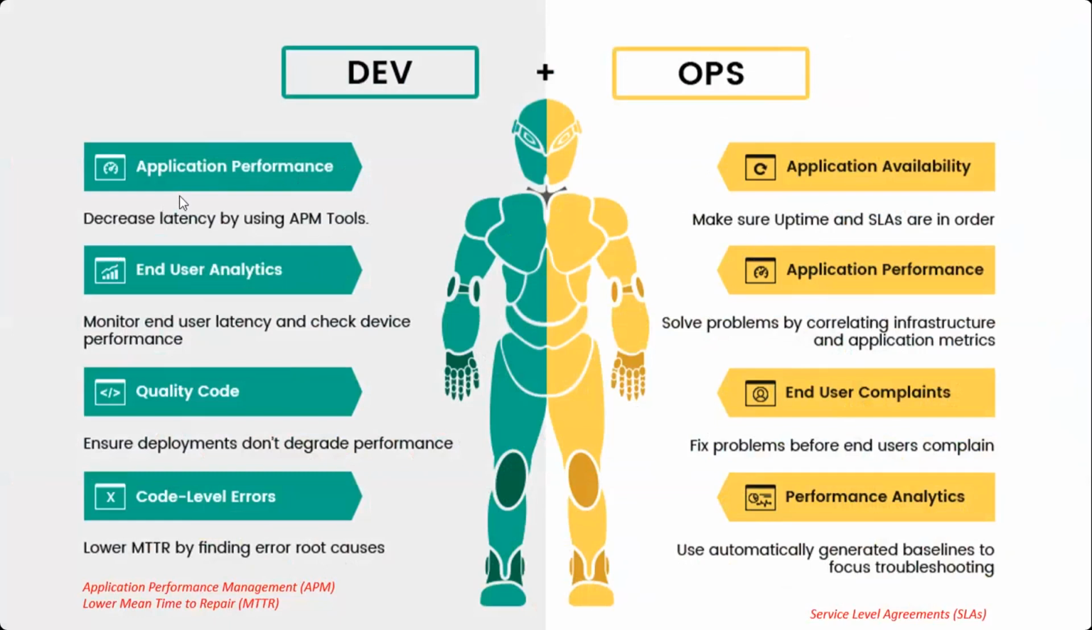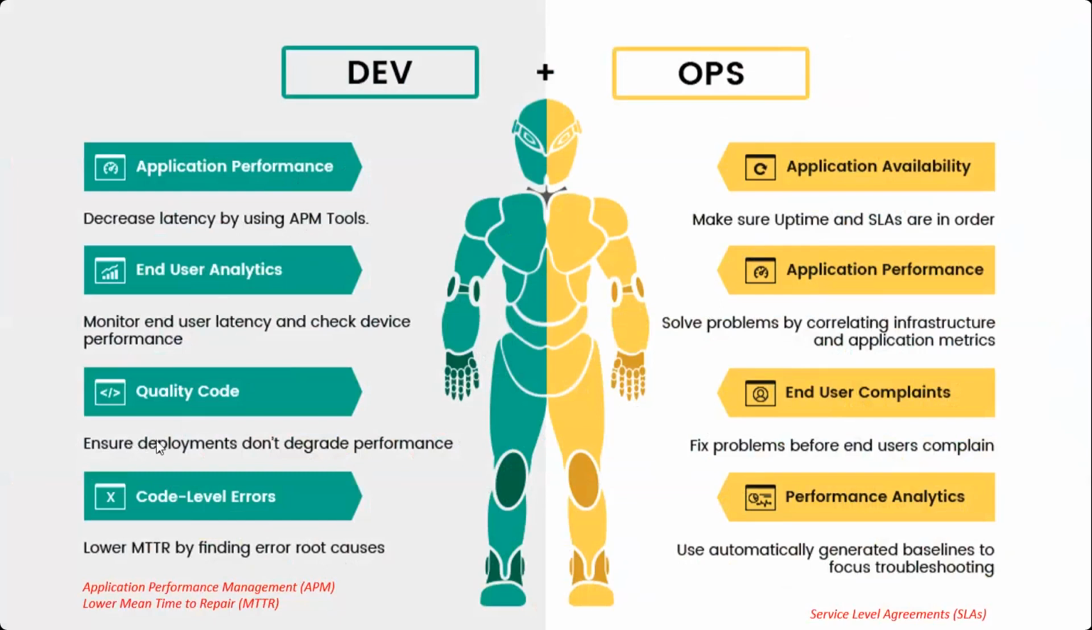For application performance, the objective is to ensure that the application runs efficiently and responds quickly to user interaction. This is where we decrease latency by using APM tools, which are application performance management tools. And for end user analytics, we monitor the end user latency as well as check the device performance. These objectives are to understand how the application performs from the user's perspective, to improve the user experience.